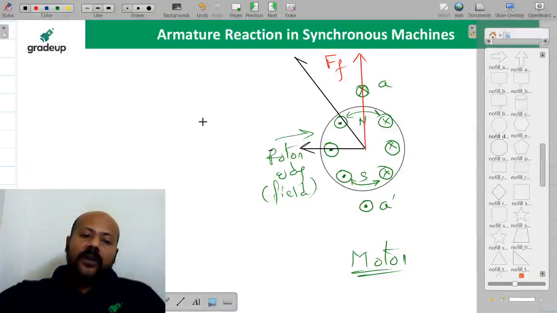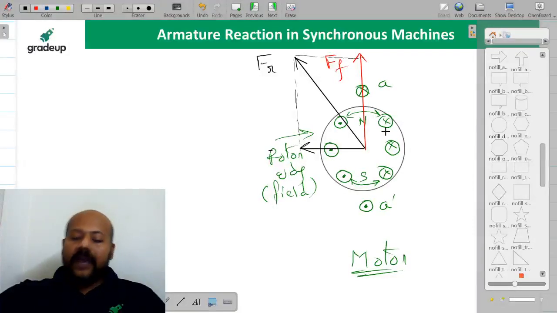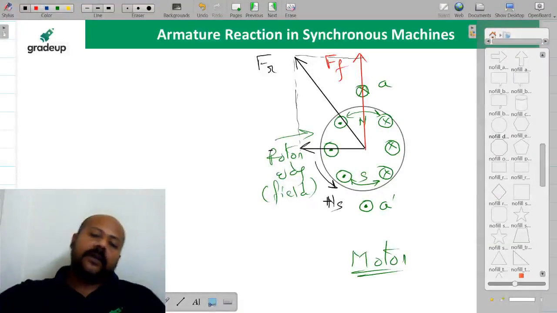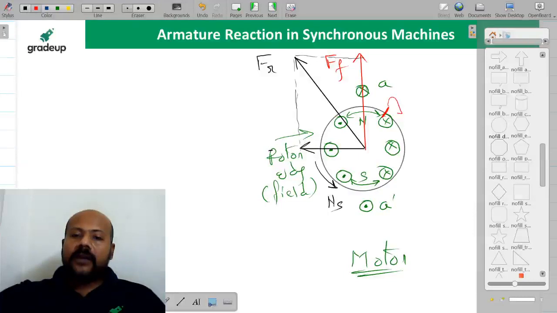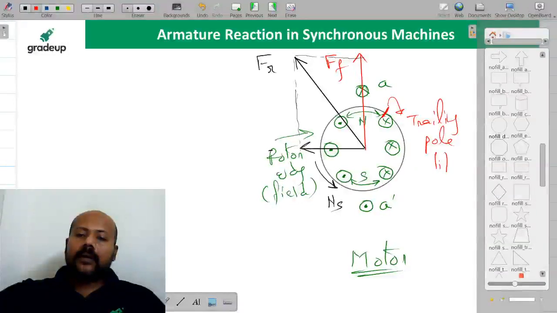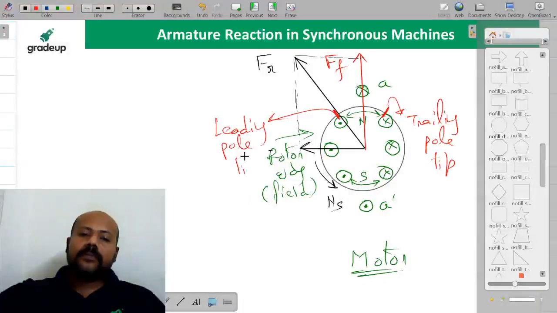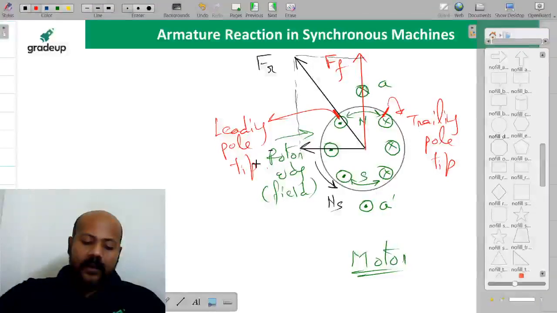Now this is going to be your resultant MMF, FR. Something like this. So if it is a motor, I am not reversing the direction of rotation of the rotor. Suppose this is N S. So again we are calling this the trailing pole tip and this we are calling the leading pole tip. Yes or no? Now you focus here.